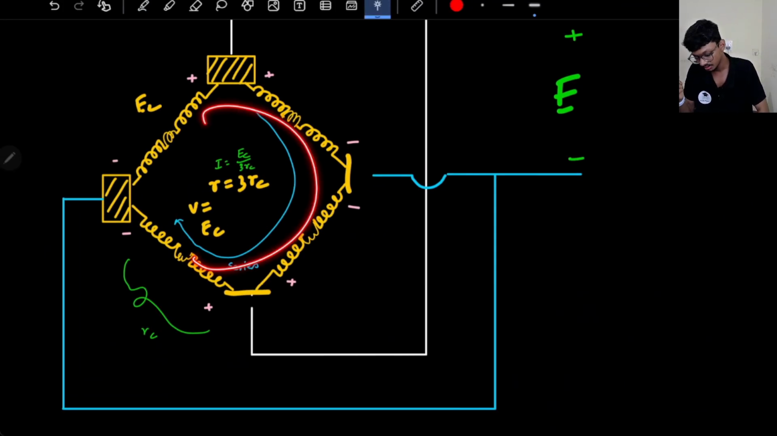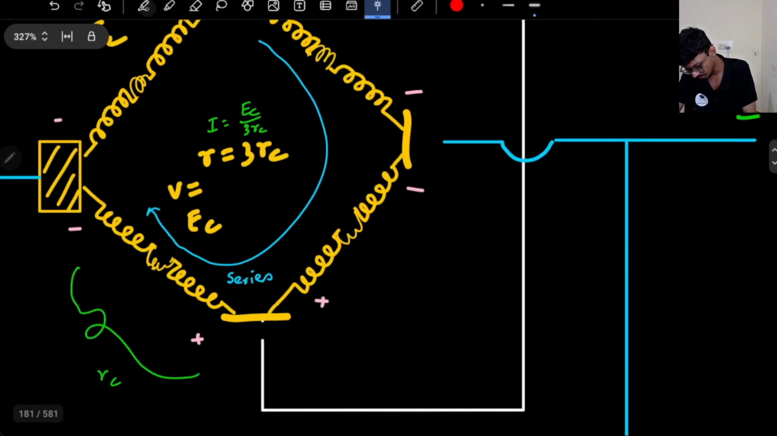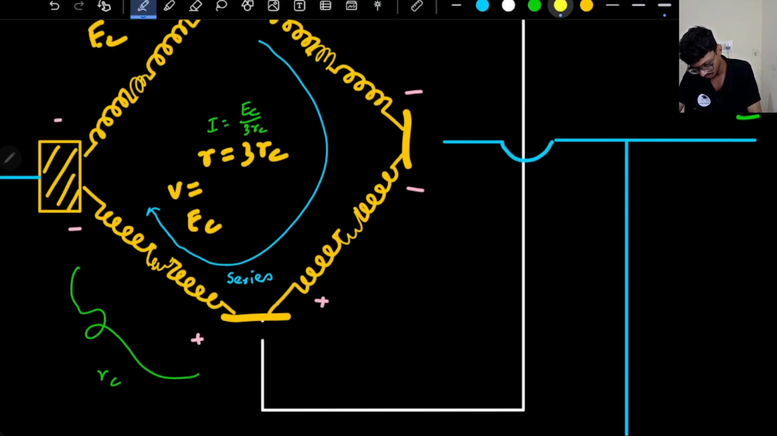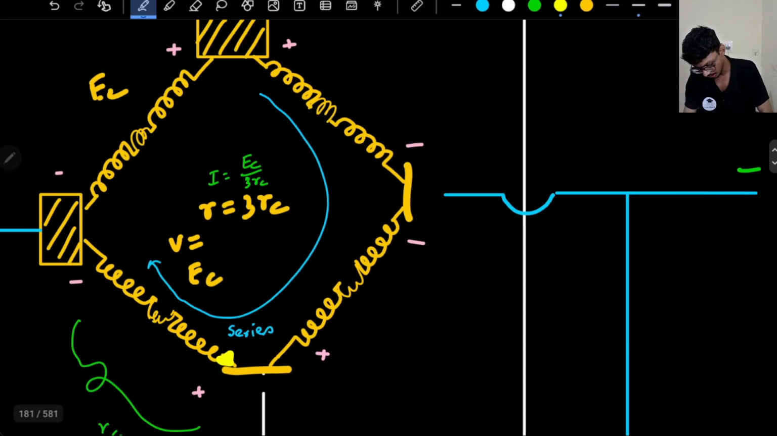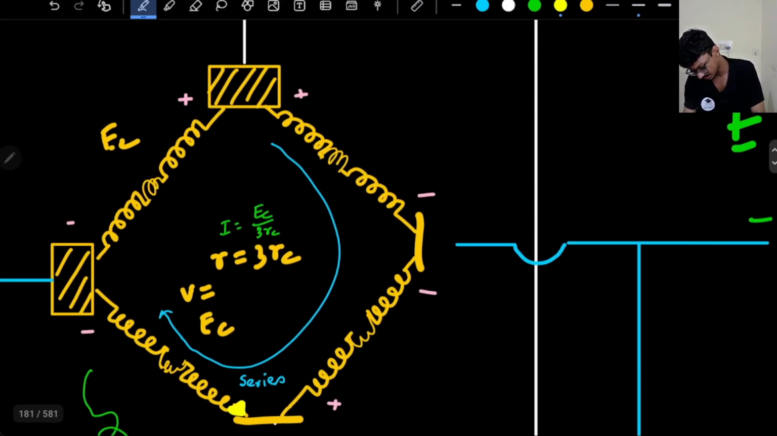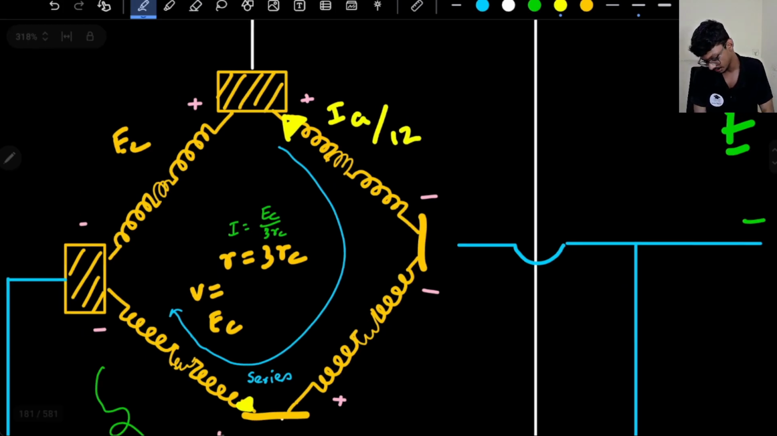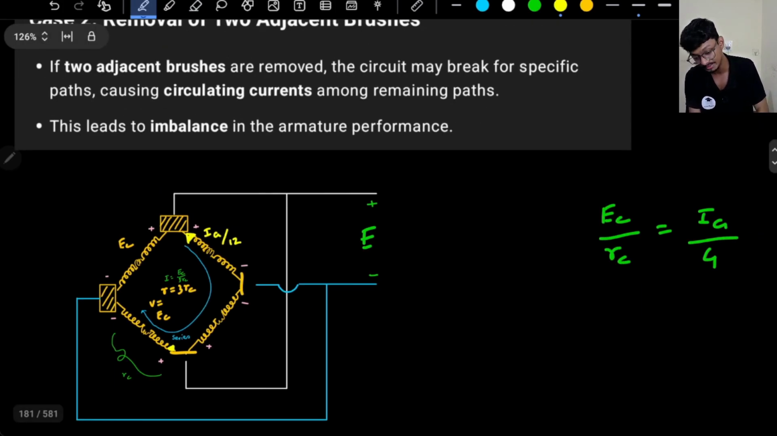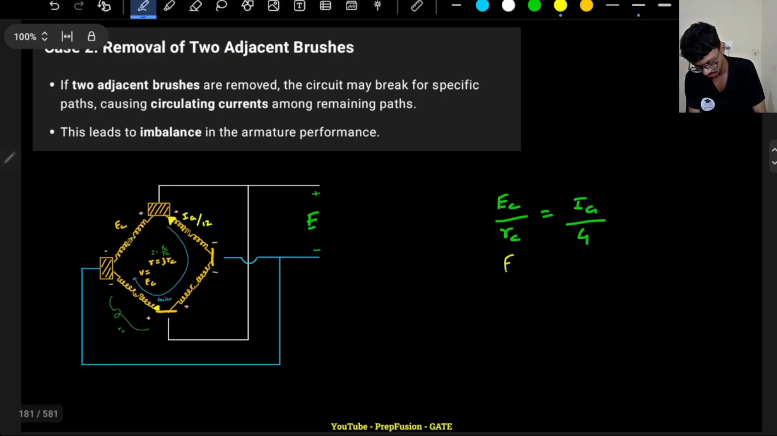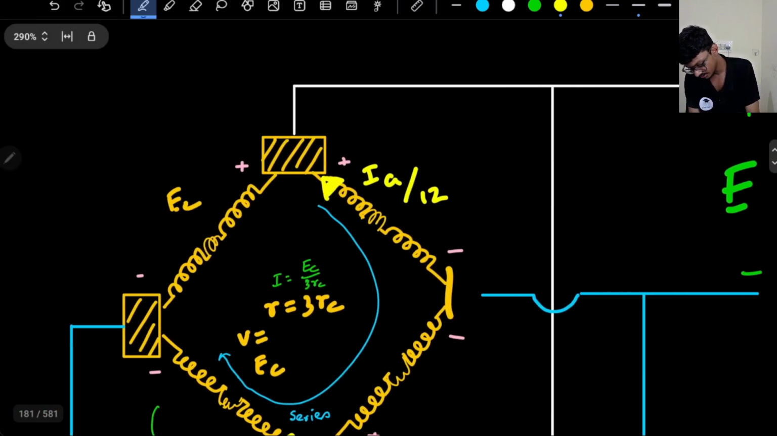So this coil is carrying IA by 12 amperes of current. The current will leave from the positive terminal, from here only. This is also open, right? So what is the value of current leaving here? IA by 12. Yes, IA by 4 was EC by RC, so EC by 3 RC will be IA by 12. So IA by 12 is coming from here.